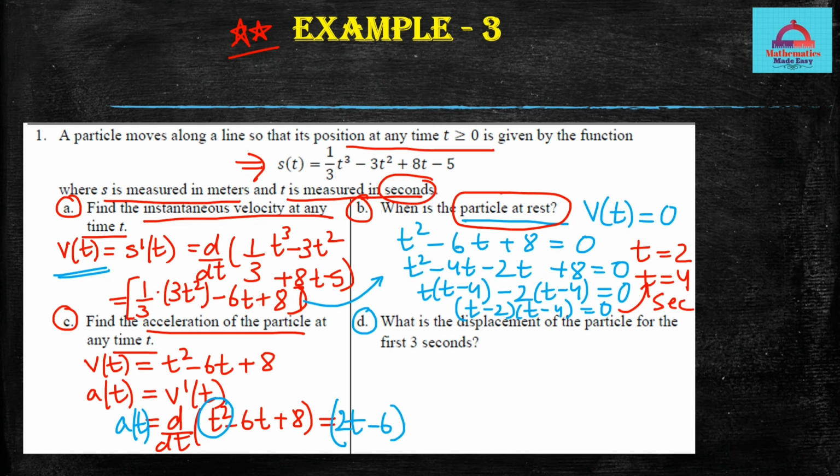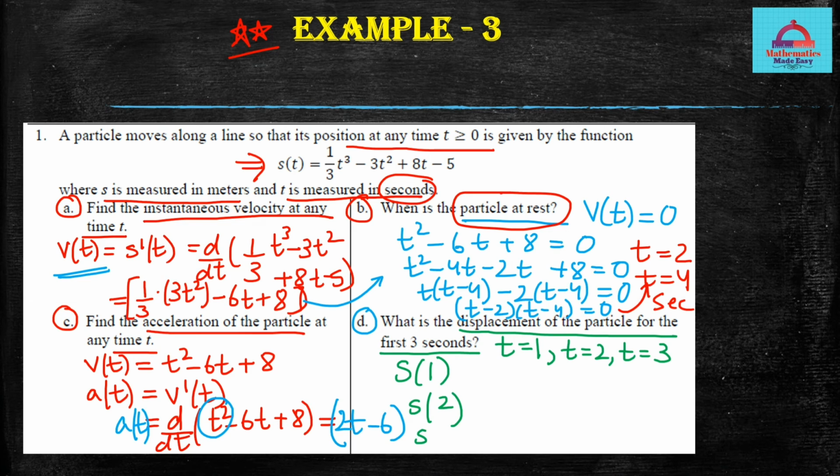Let me change color once more, last time. Here we need to find displacement of the particle for the first 3 seconds. The first 3 seconds means t equal to 1, t equal to 2 and t equal to 3. You're already given the displacement of the particle or the position vector, so we will just do s of 1, s of 2 and s of 3, because at the first 3 seconds we need to find this value. So just if I mark this as 1, you have to use substitution to get in your answer.